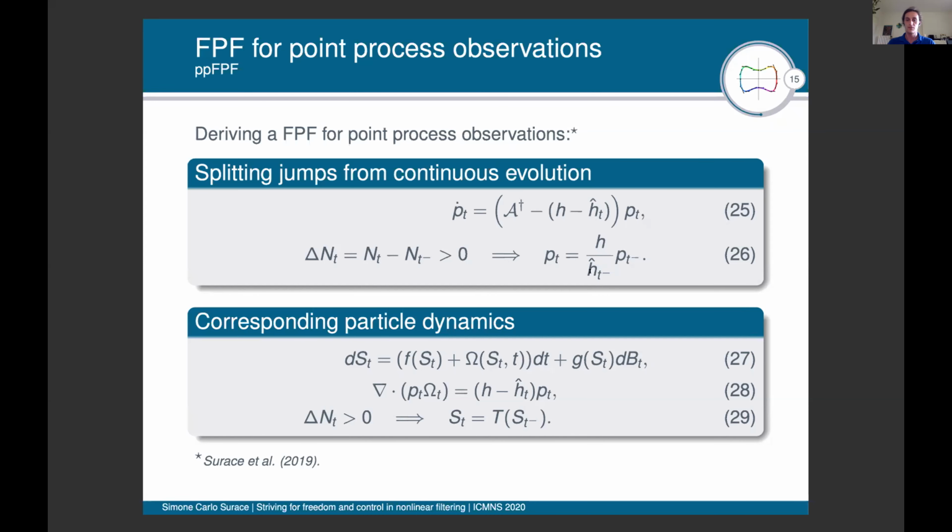So there's a multiplicative thing going on. Correspondingly, we have the particle dynamics, which are also split into parts. In between the spikes, we add an additional drift term, which satisfies this PDE, which again comes from matching equation 25 to equation 27, as in the classical feedback particle filter. And at the time of the spike, we use a transformation T in order to transform the particles from the prior distribution to the posterior.